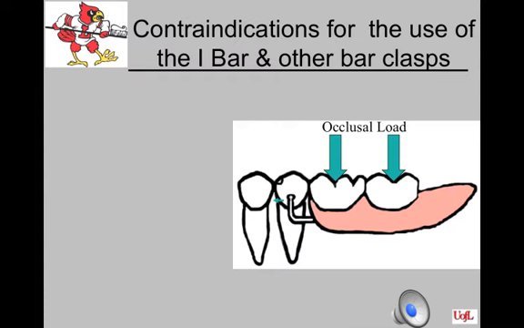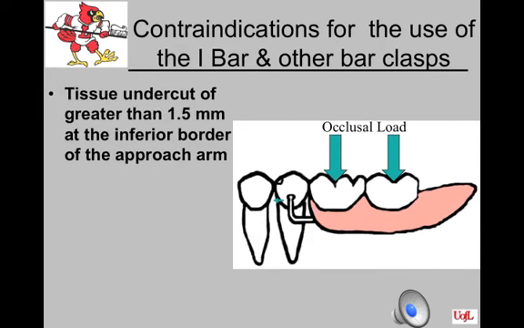We can use a bar clasp except when the following contraindications exist. If there is a tissue undercut of greater than 1.5 millimeters at the inferior border of the approach arm, the bar would be contraindicated because the bar would stick out and the mucosa of the inner cheek under function would rub against the bottom of the bar and be irritated. We can also not use the bar if there's a real high frenum attachment because when the frenum or the muscle is in function, it would drag along the bottom of the bar and it would be cut.